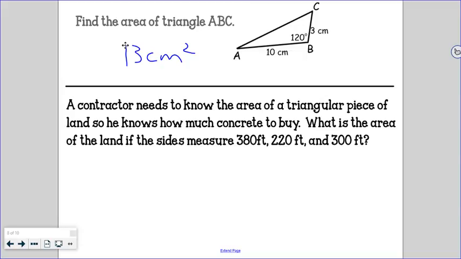I was going to say, if I were taking a test, I would show the setup. Because if I were to fat finger it and hit a wrong button, the setup could save you a point.